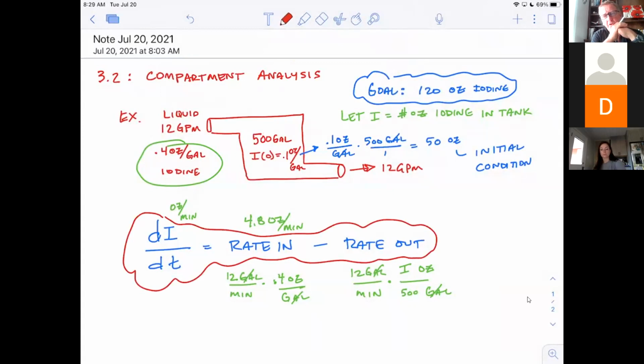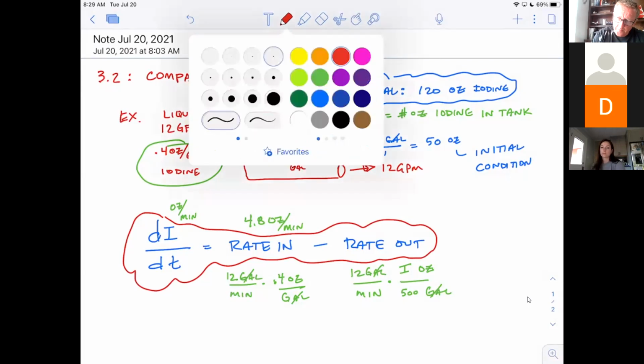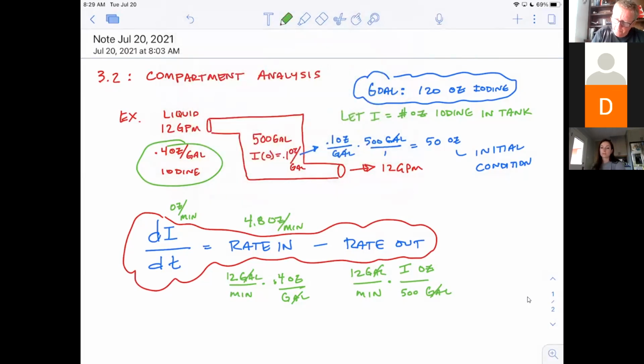So anyway, as I started to say, if I wanted to turn 12 over 500 into a decimal, you could just bust your calculator out, but 12 over 500 is the same as 24 over 1,000. Oh, now that's a decimal, 24 thousandths. So this is 0.024I, and also I don't really need to write this necessarily, but just to make sure you're seeing it, ounces per minute. And so there's my differential equation.